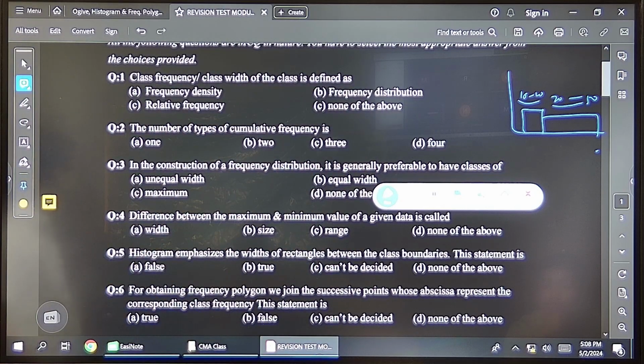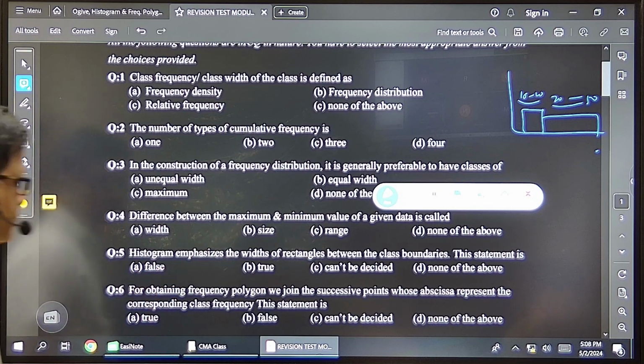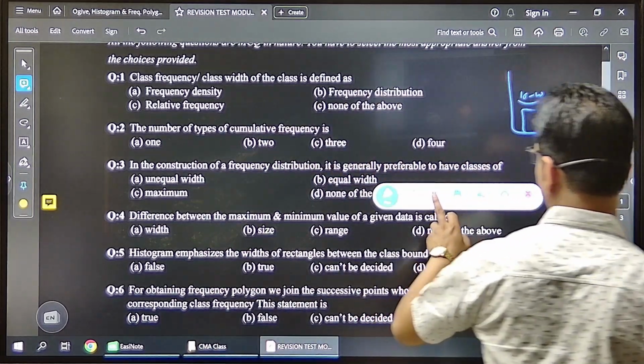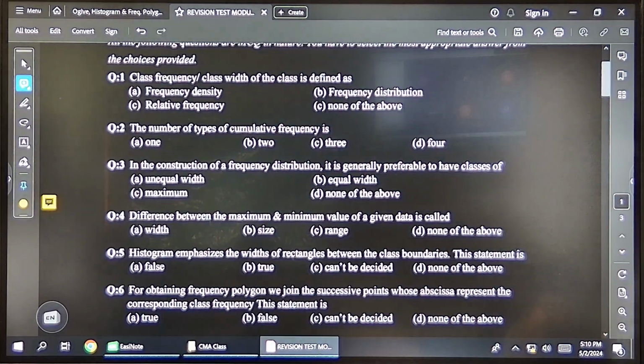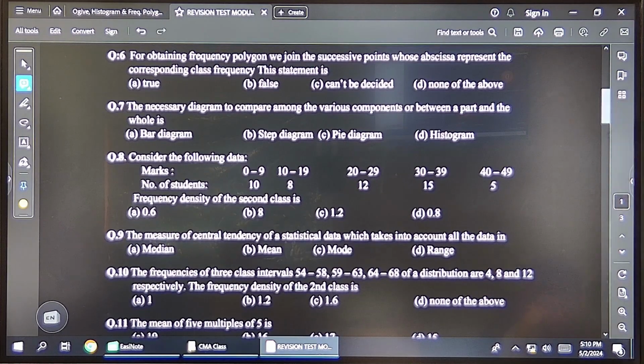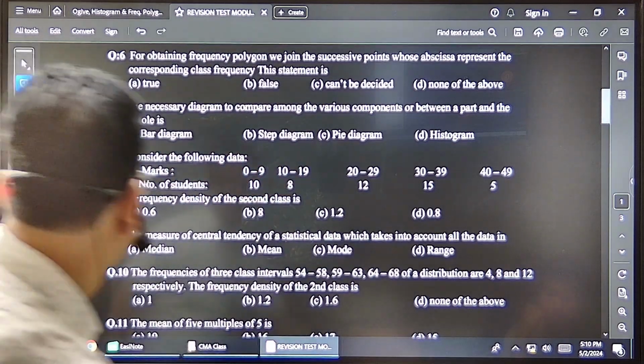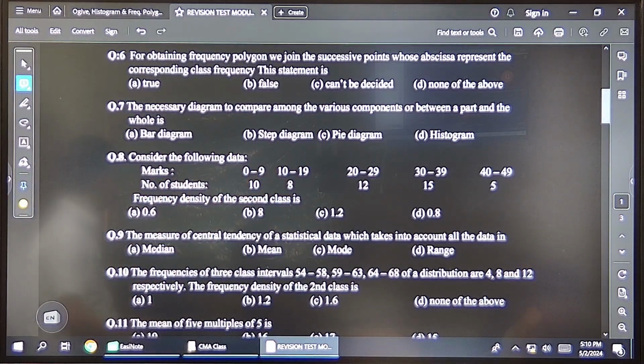Okay. You need to understand the statement carefully. So when the class size is greater, the histogram rectangle is greater. Done? 6 is over? Can I go to the next? Okay, that's the one from 6. So questions come like this only in the exam. So you start from number 6. 7. Start from number 7.